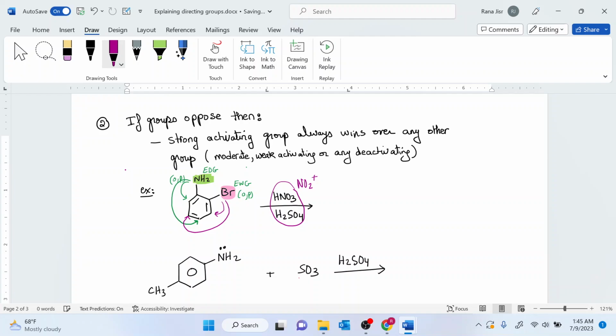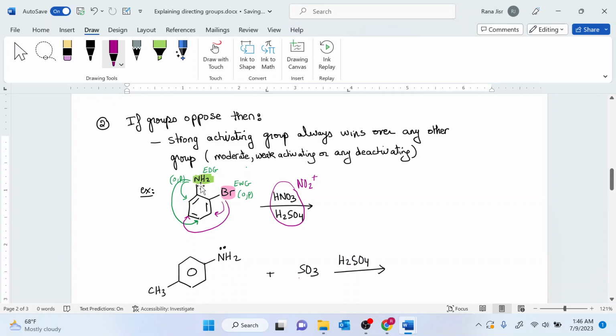So you can easily see that the groups are not reinforced in there. They are scattered. They are different. In this case, you need to prefer one group over the other. And this is the rule. You go with the strong activating group. Strong activating group always wins. So here, this is a stronger activating group. This is a withdrawing group. So strong activating group always wins over moderate activating, weak activating, and any deactivating.